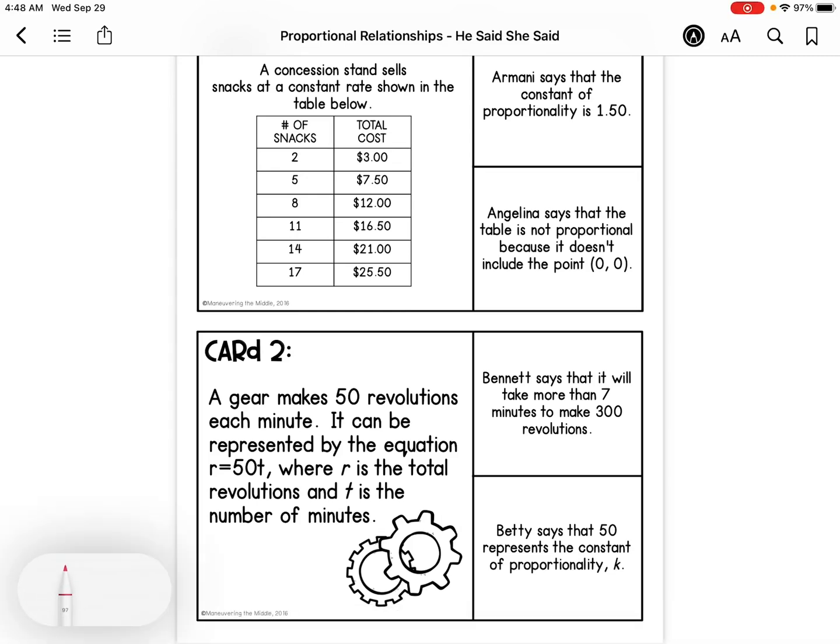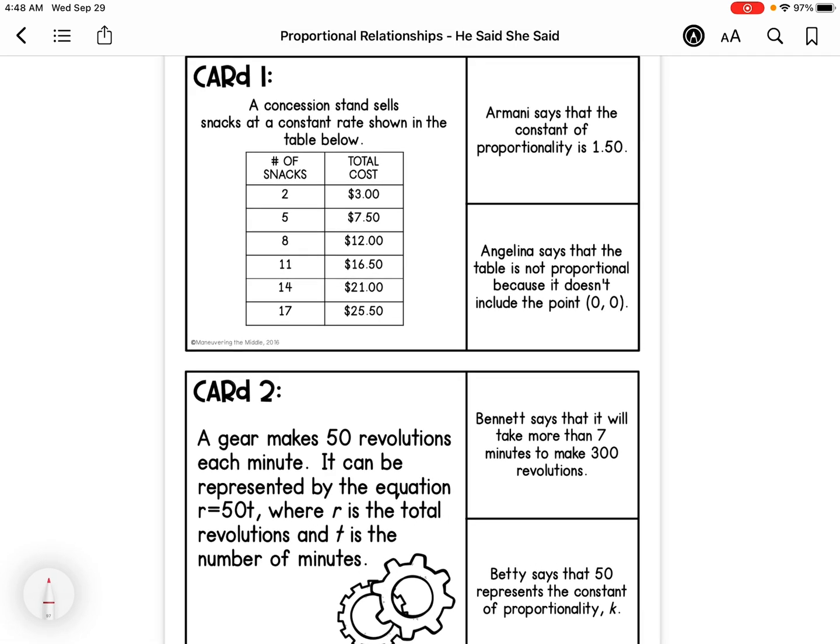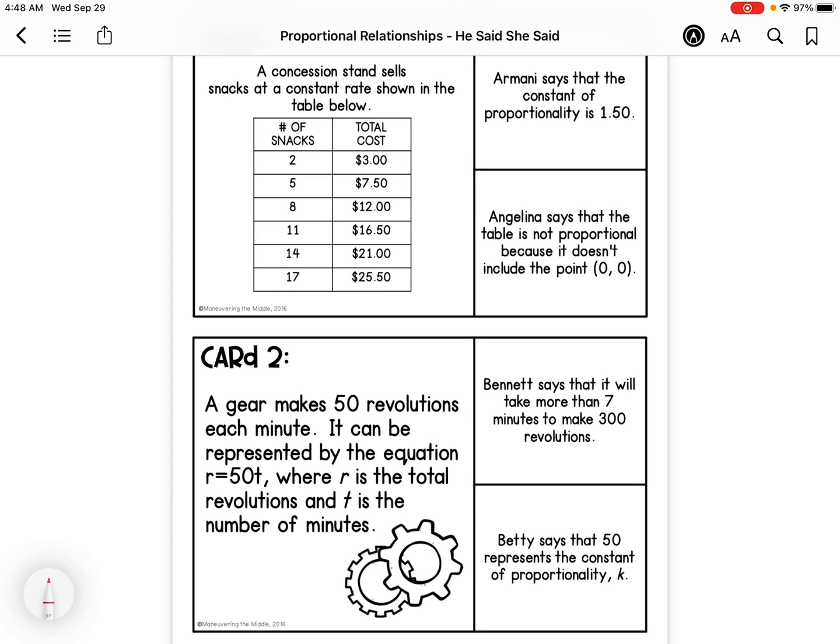So today if you were in class, you'd be doing stations. But because you're not, we're going to go over one of the stations. This one's looking at multiple representations of graphs, tables, story problems, and equations. So it says the concession stand shows the snacks at a constant rate below.